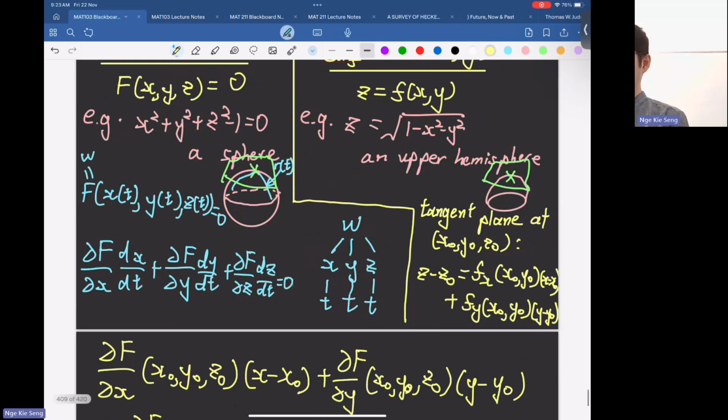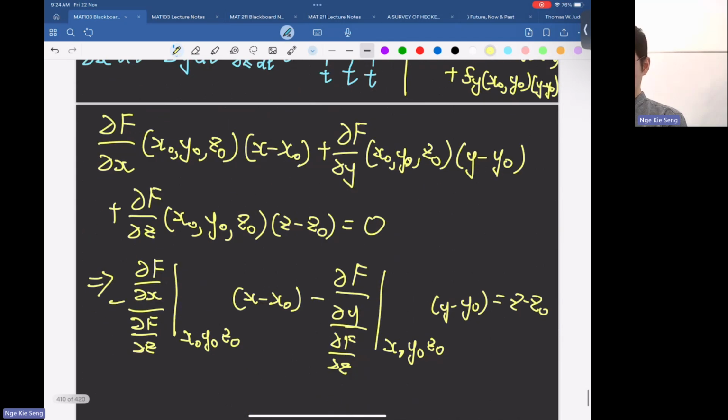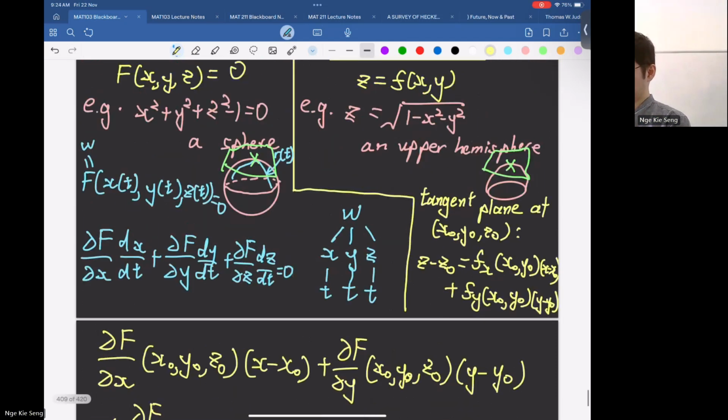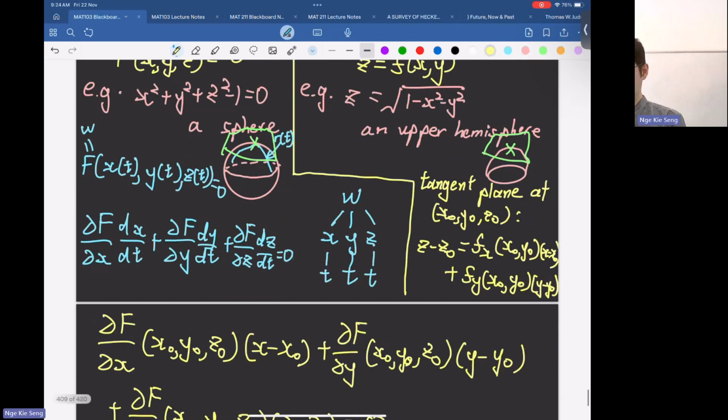Anyone have other ideas? Partial f partial z is not zero?